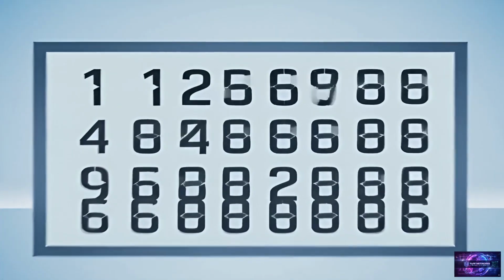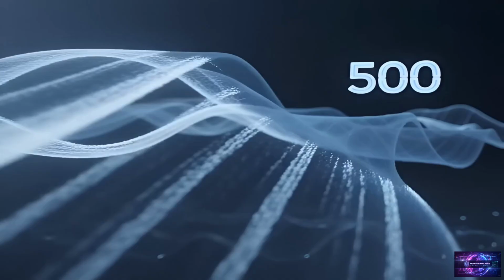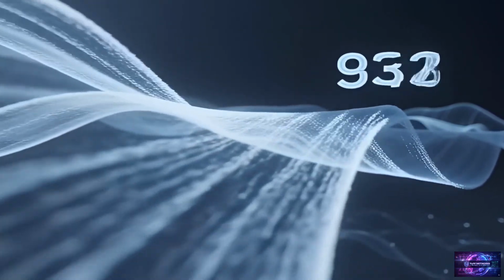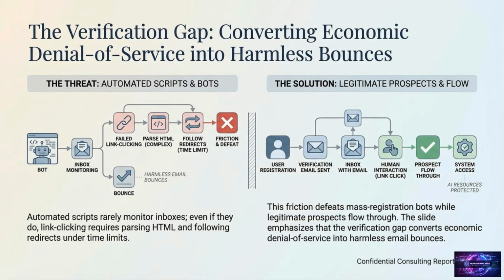Why do we do this? Because sending an email via SendGrid or Postmark costs a fraction of a penny. Sending a prompt to GPT-5 can cost significantly more. By forcing an email verification step, you ensure 1. The email address is real, 2. The user has access to it, 3. A bot cannot simply flood the form to drain your AI credits.